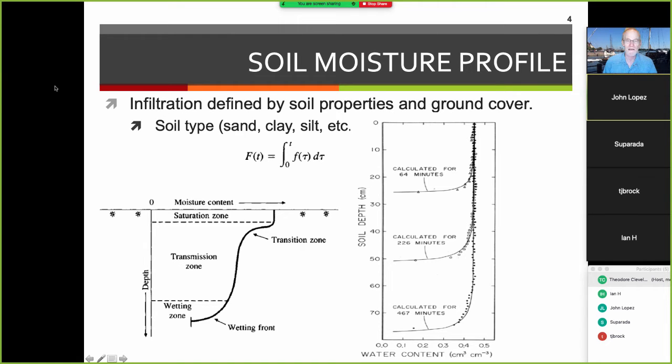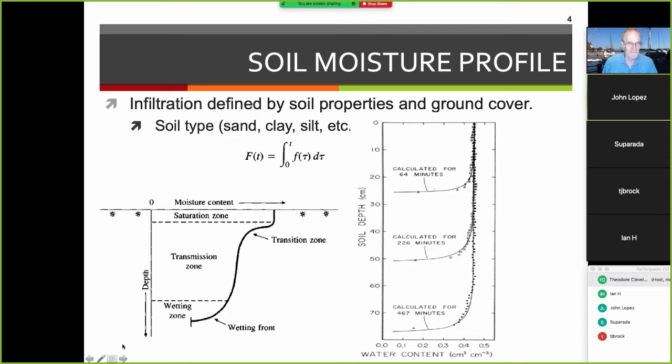This is a diagram of a soil moisture profile, the left diagram. And infiltration is defined or governed by soil properties and the ground cover. By soil properties, what type of soil is it? Sand, clay, silt, or etc. I don't know what etc. is. A blend of those, plus some loess material and some organics.